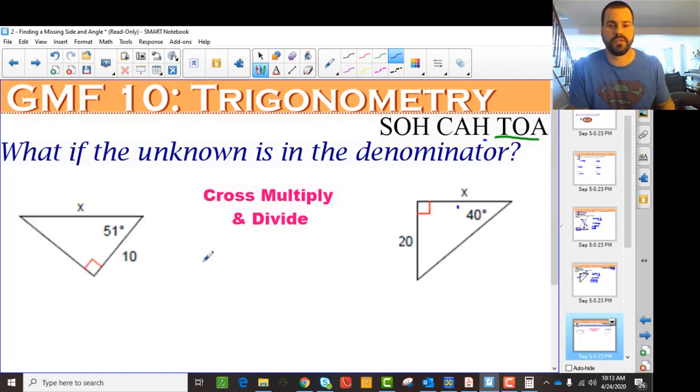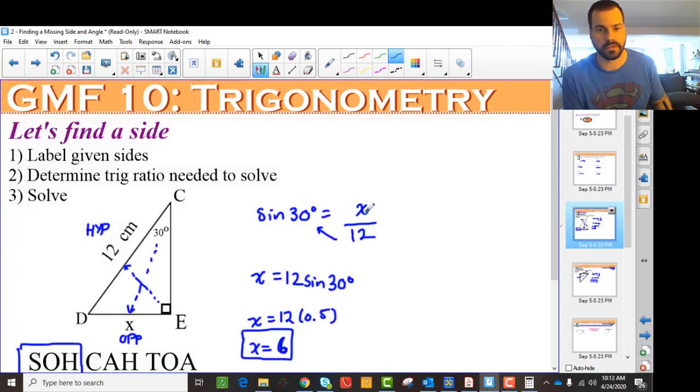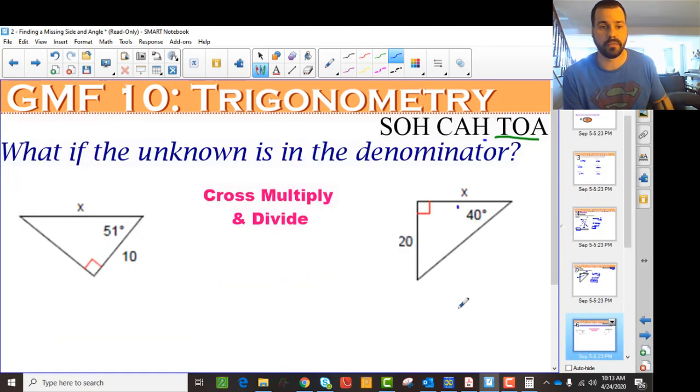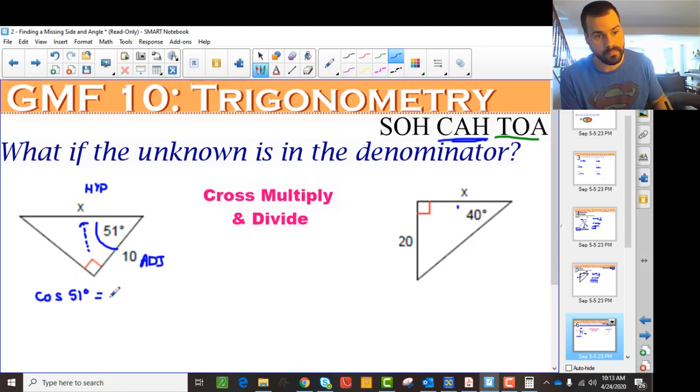Now, what if the unknown is in the denominator? So what happens if these last two we multiplied, right? Because x was in the numerator. But what happens if when we write out a ratio, x is in the denominator? So I look at an example like this. So I know this is my angle that I know. Okay, that's the hypotenuse because it's across from the right angle, and this is the adjacent side. So that means I'm going to use cosine, all right? Because cosine of 51 is adjacent over hypotenuse.